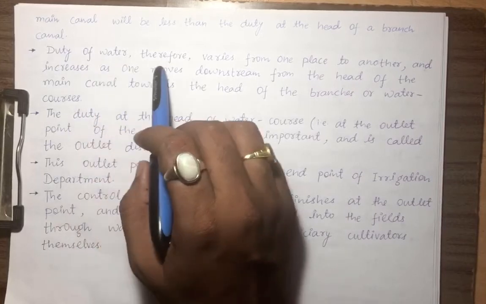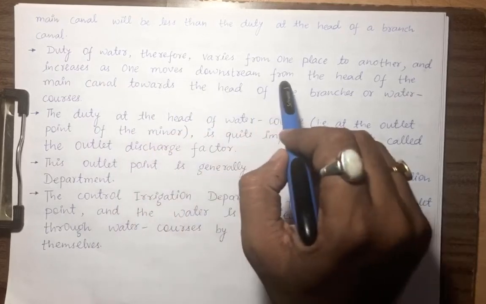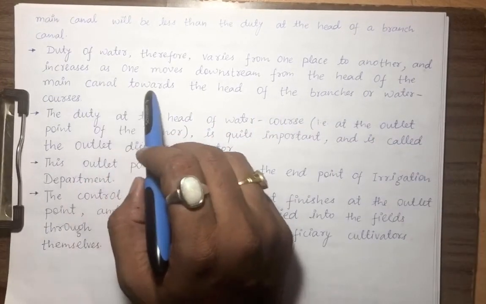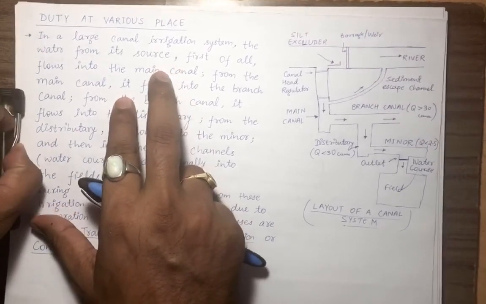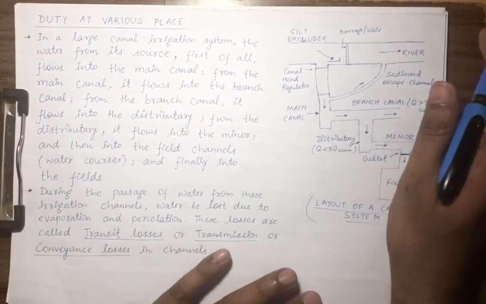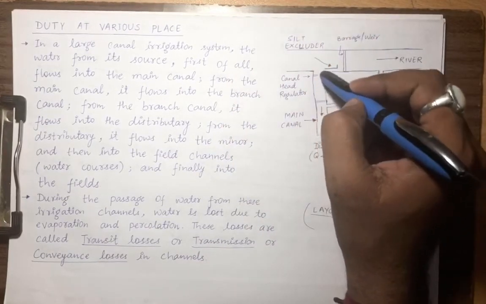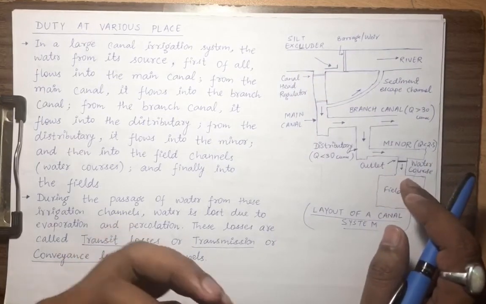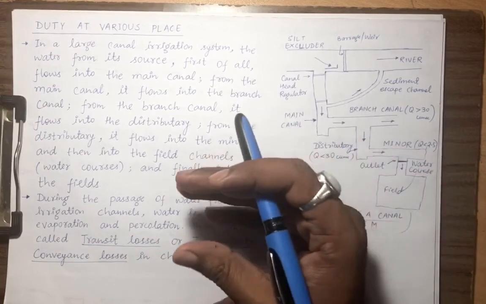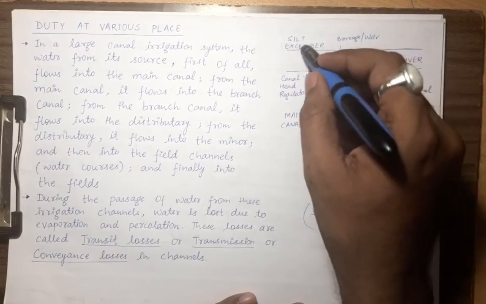So duty of water therefore varies from one place to another and increases as one moves downwards from the head of the main canal towards the head of the branch canal or water course. So let me show you what I wanted to say. See, the water here is irrigating not at all, it is just for transportation. But the same water, when coming here, will irrigate the field, and duty is defined as the area in hectares being irrigated. So here duty will be more, here duty will be less.